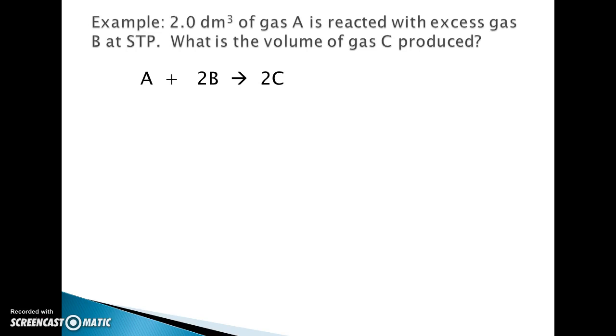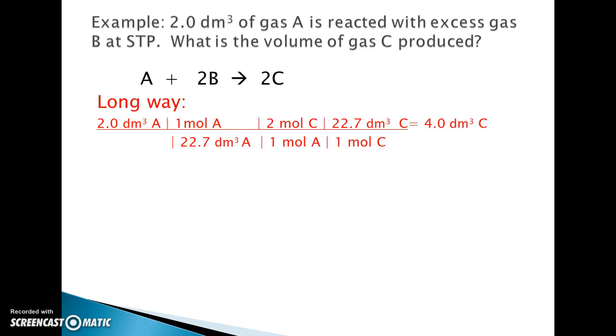Now these are fake gases. We're going to assume they're all gases. It says 2 liters or decimeters cubed of gas A is reacted with excess gas B at STP. One important note on units, hopefully you've noticed that we're using decimeter cubed. That's the same as a liter, but that's closer to the SI unit, which is meters cubed. Okay, so we know that this is at STP, so we know that there are 22.7 decimeters cubed per mole.